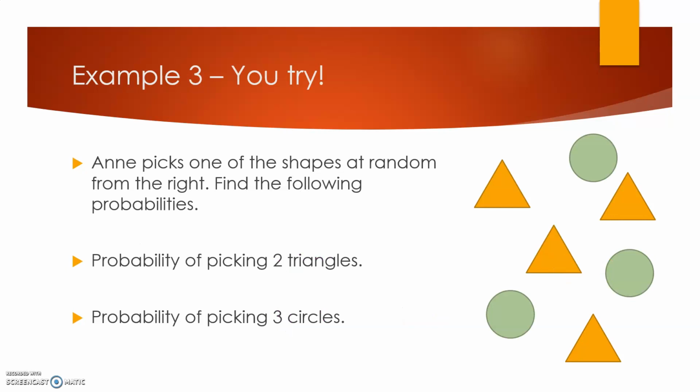Anne picks one of the shapes at random from the right. Find the following probabilities. What's the probability of picking 2 triangles? Well, let's start by figuring out how many shapes there are. We've got 1, 2, 3, 4 triangles, and then 1, 2, 3 circles. So we've got 7 shapes total. So we're talking about putting all of these shapes in a bag, shaking it up, and randomly drawing 2 out. So the probability of getting 2 triangles would be 2 out of 7.